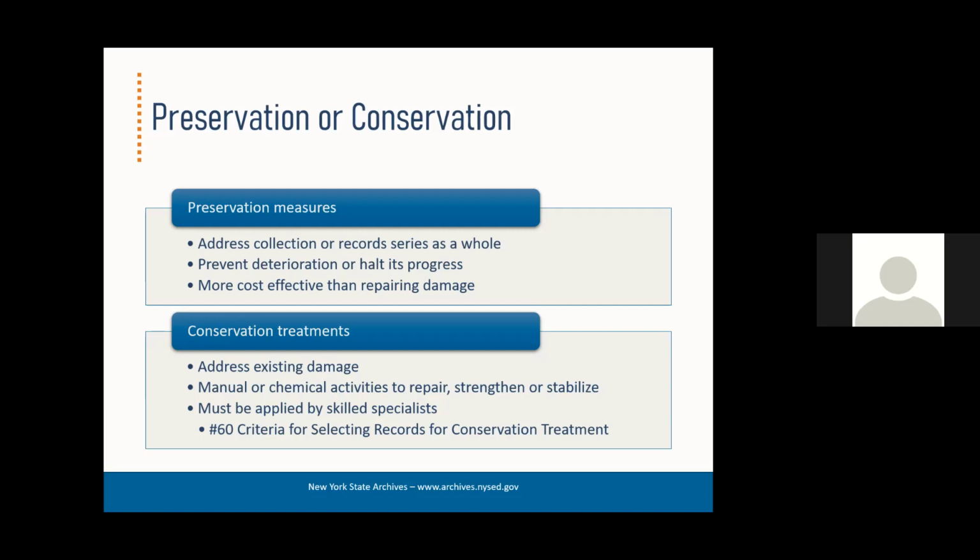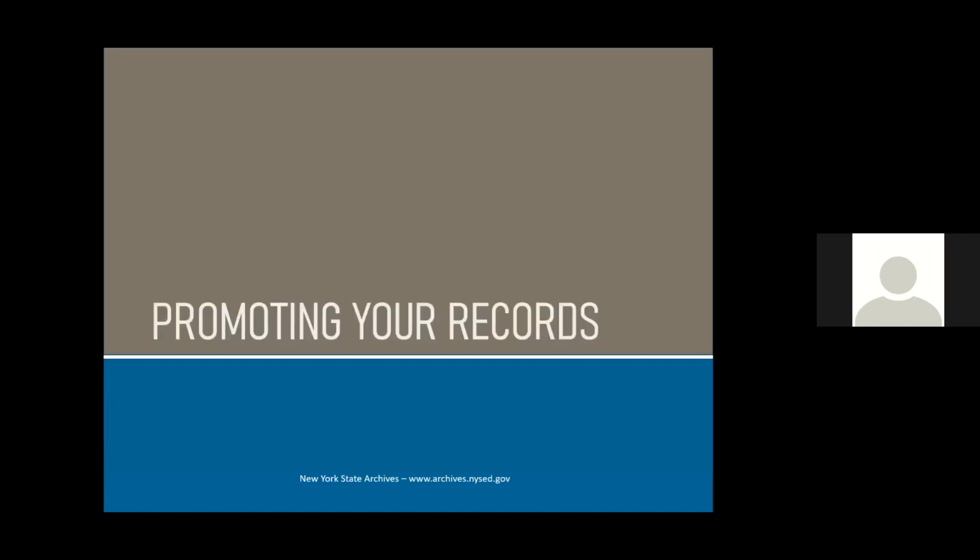Now, of course, like many things, we have a publication for that. Publication number 60 talks about criteria you can have for selecting records for conservation treatment and when it's an appropriate option. And of course, if you're not sure, you can always ask your RAO. Pretty much any question you have, you can always ask your RAO.